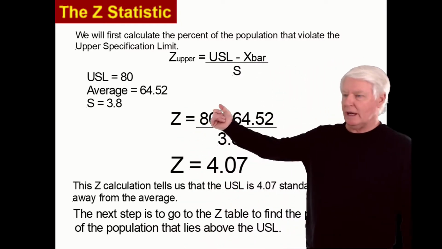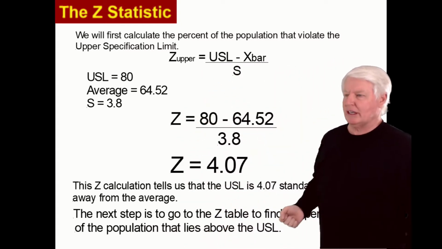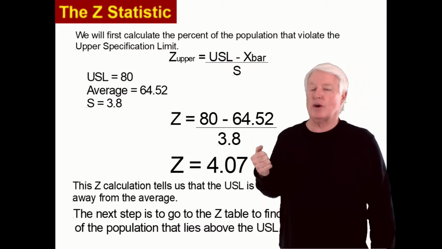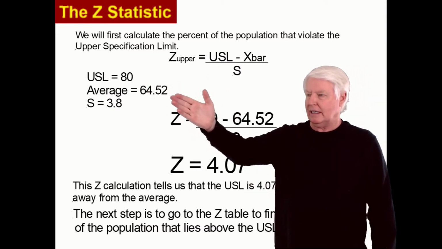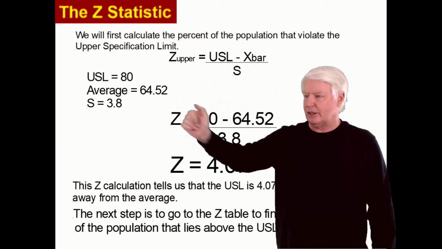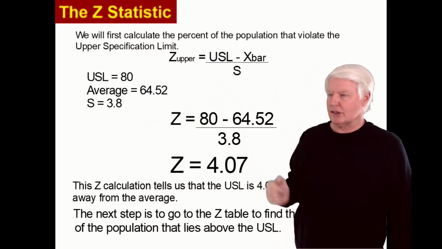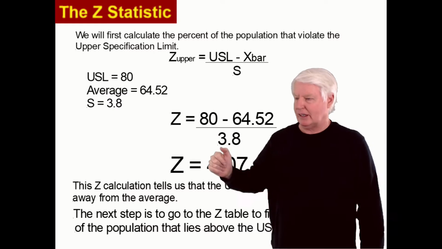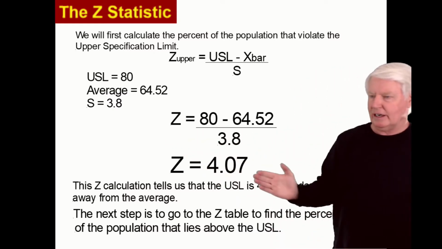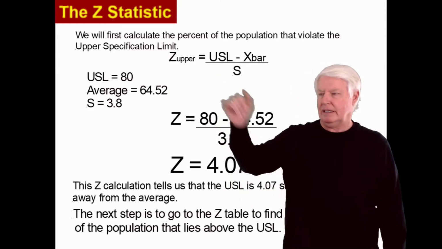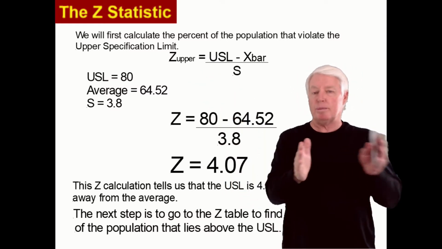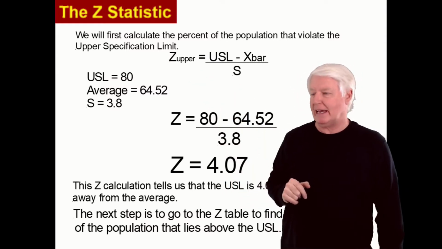Well, first we do a calculation to calculate the Z. This is for an upper spec limit. Upper spec limit is 80, so I'll put that right there. Average is 64.52, and standard deviation is 3.8 from this given process. And I stick that in there, and I get a Z of 4.07. This is Z upper to the upper spec limit, so it's 4.07 sigmas away from the average.